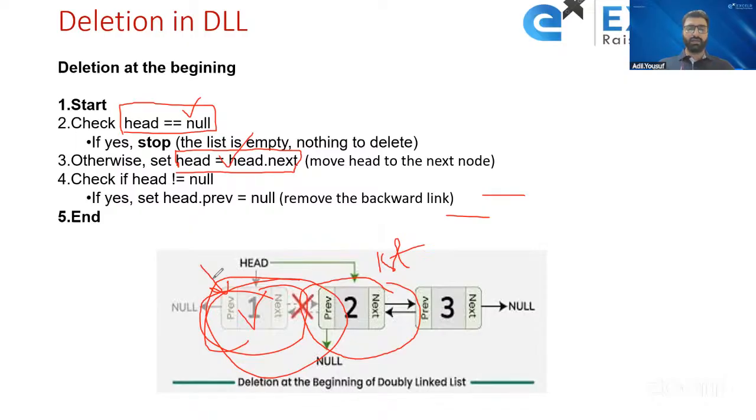Right? Then what we'll do? We have a step 4. If head not equal to null, this simply means we will update the previous pointer of the new head, because this node has been removed. Now I have to update the pointer of the node which has now become the first node. So after moving head to the second node, now we need to update the previous pointer of the second node.